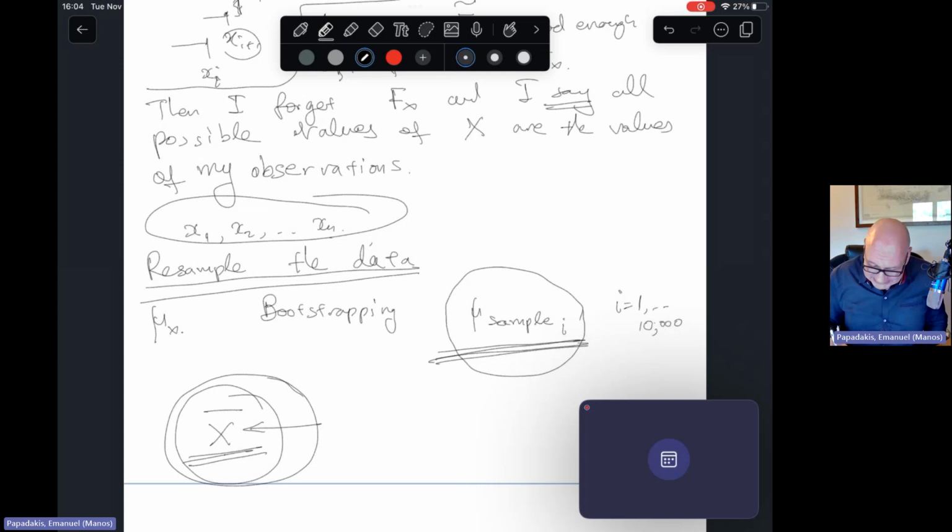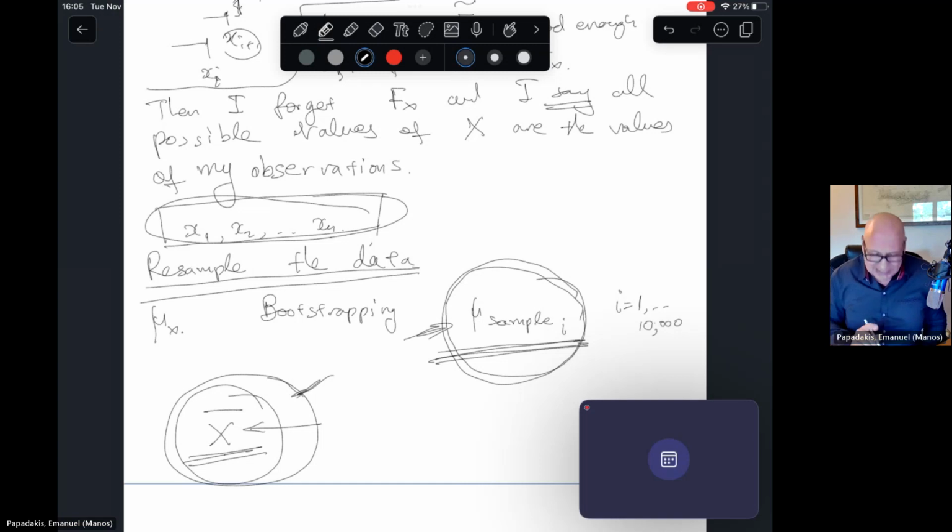So you will see that I'm imitating this process here, but I cannot get everything out of X because I have only these limited observations. That actually creates a limit on the validity of this bootstrapping process, and that limitation depends on how representative of the variability of the random variable X the data you have collected are.